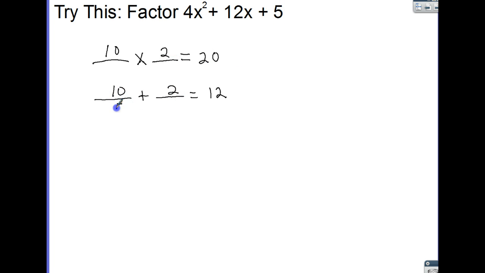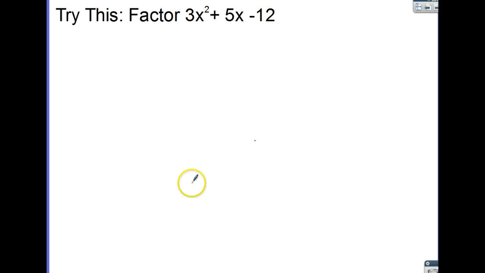We put them both over positive 5, and we reduce. This is going to reduce to 2, or 2 over 1. And then 2 over 5 just stays 2 over 5. 2 over 1 becomes 2x positive 1, or 2x plus 1. 2 over 5 becomes 2x plus 5. Okay, let's try the next one. Pause the video. Let's give you time to work it.